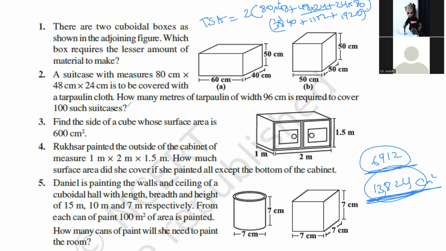Now, how many meters of tarpaulin cloth is used, with 96 centimeters width? It's like this. We are using a cloth which has 96 centimeters width. Okay. Sir, your voice is breaking. My voice is breaking. 1 second.